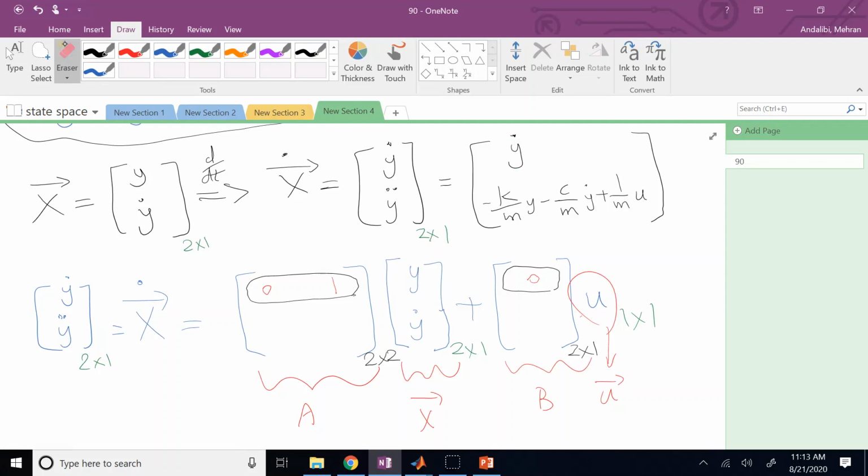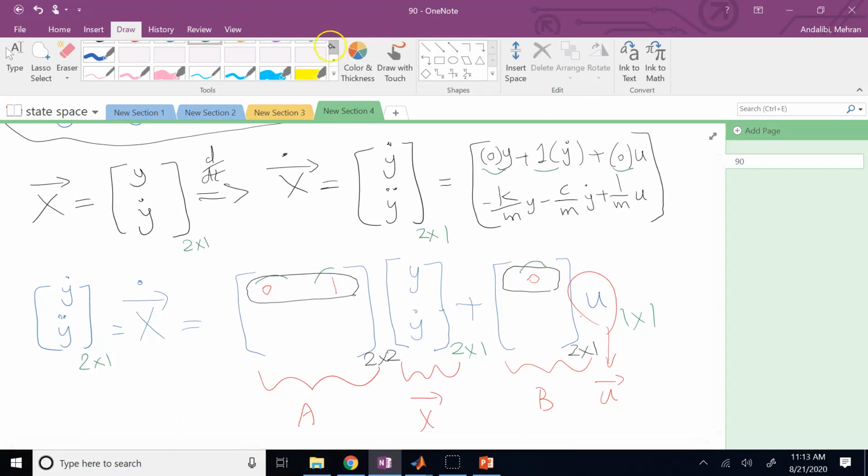Actually, I can write it this way if you want. I can write this top row as 0 times y plus 1 times y dot plus 0 times u, right? I can write it that way. That's how you write y dot. And then if you look at these elements, 0, 1, and 0, these are here. That's 0 and 1, and that is the other 0, correct?